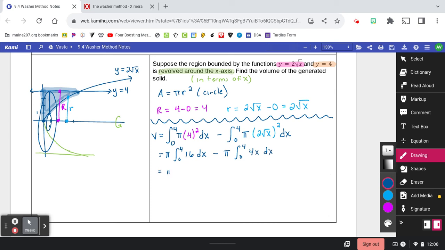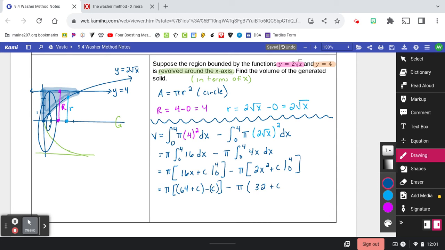In order to calculate an integral, I know that I need to do the antiderivative. So I'm going to do the antiderivative of 16, which is 16x plus c from 0 to 4, minus pi times, again, the antiderivative, so it would be 2x squared plus c from 0 to 4. Then if I sub in the top number first, I get 64 plus c, minus the bottom number is 0, so I just get c, minus pi times, if I sub in the top number first, I get 32 plus c, and the bottom number next, I get just c.